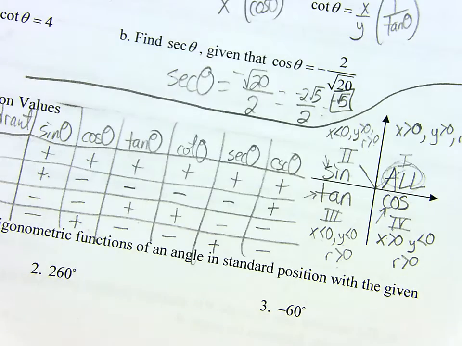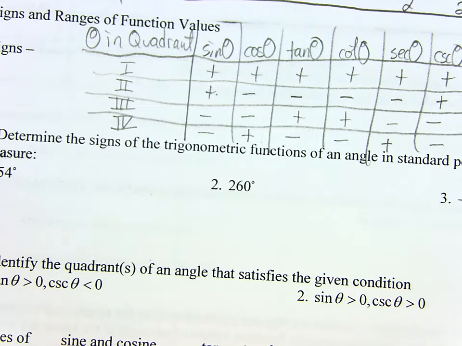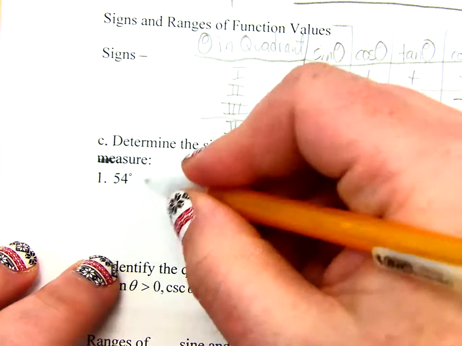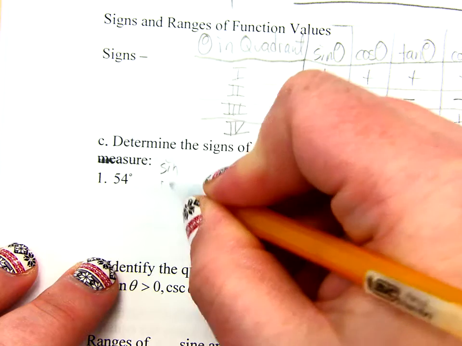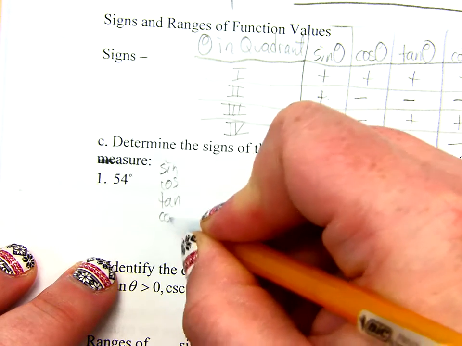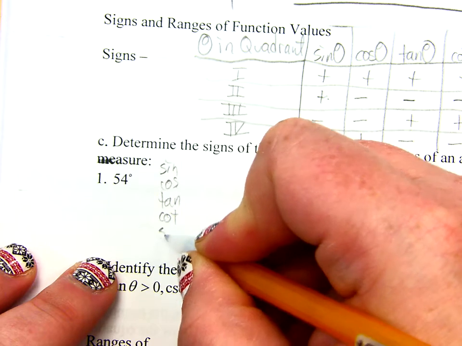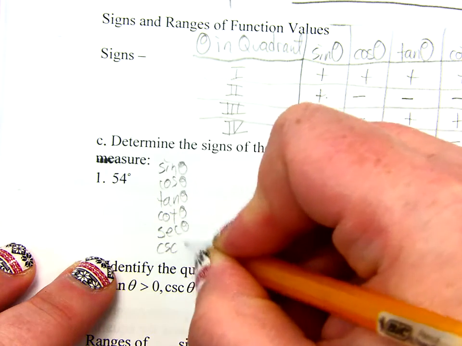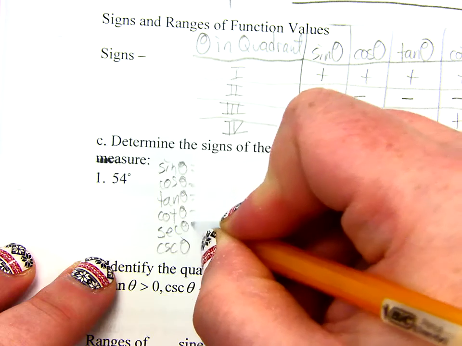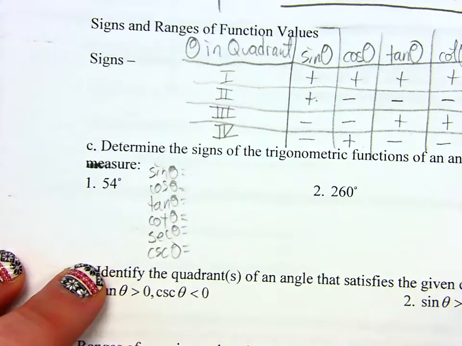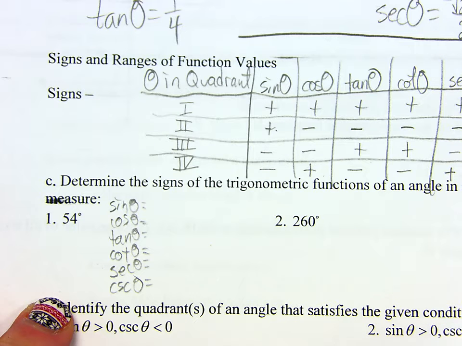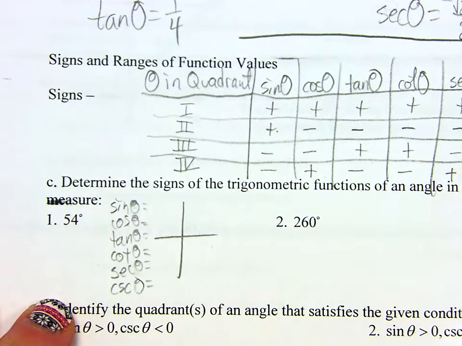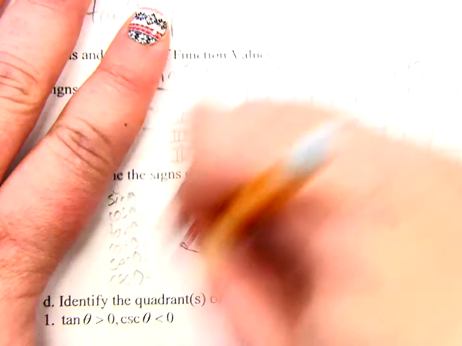Cool. So if you look at C, it says determine the signs of the trig functions of an angle in standard position with a given measure. So if I need to find your six signs, where does 54 degrees land? So, who's positive? Everybody is positive. They're all positive, yeah.